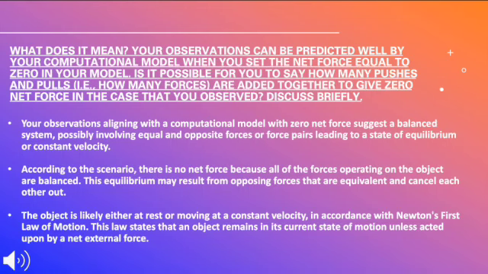When asking about how many pushes and pulls or forces can be done, my observations align with the computational model that assumes zero net force, which suggests a balanced system, but we do not know exactly how many forces can be acting in order to make a net zero. In our scenario, there is no net force because all of the forces operating on the object are balanced, and the object is likely either at rest or moving at a constant velocity according to Newton's first law of motion.